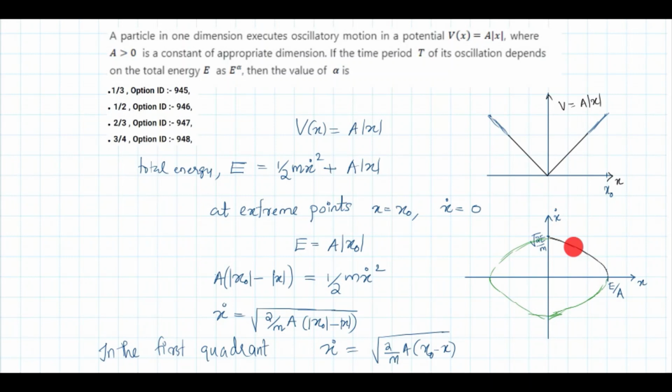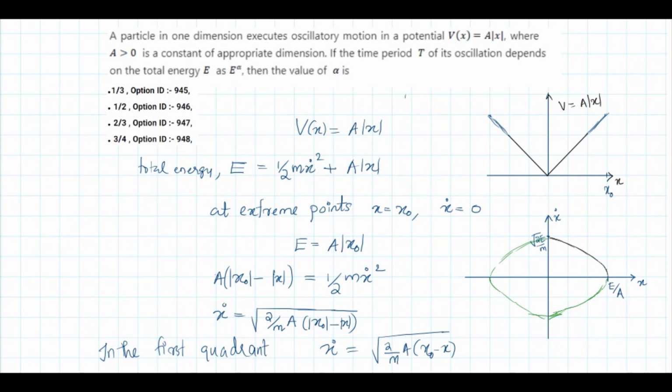And the time period is actually the total time taken for this travel. From the symmetry of this figure, I can take only the first quadrant and the time as T by 4. I can take the first quadrant to find the 1 by 4th of the time period. That is my idea. In the first quadrant, this x is positive. Therefore, mod x you can replace with x, and mod x naught you can replace with x naught, because x is positive.